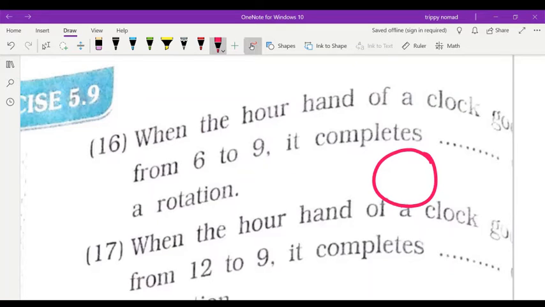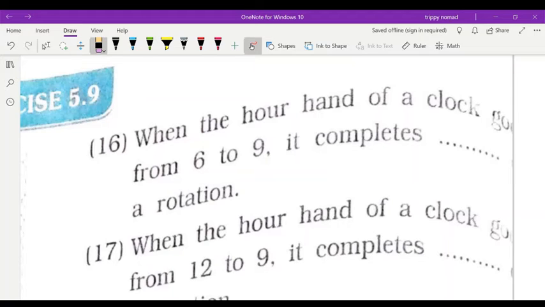Here you see this one will be 6 and here it will come 9. So what is this part? That is 1/4 part of a rotation. If you divide the clock into four equal parts, and you move from 6 to 9, that will be the 1/4 part. Understood, children? So this will be the 1/4 part.